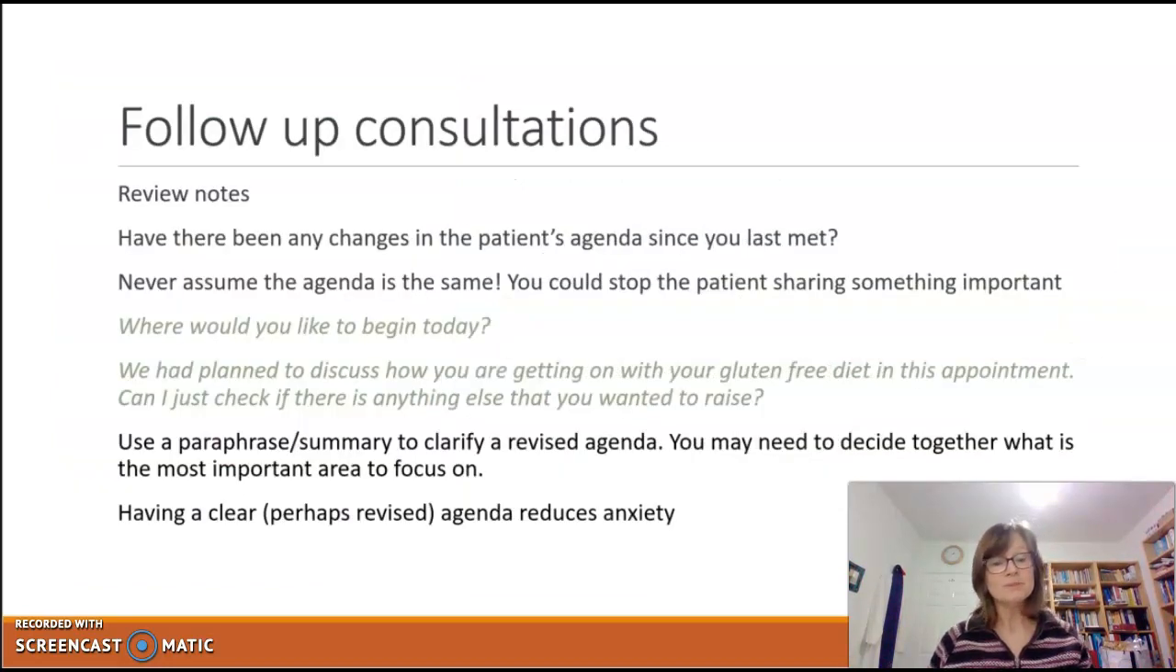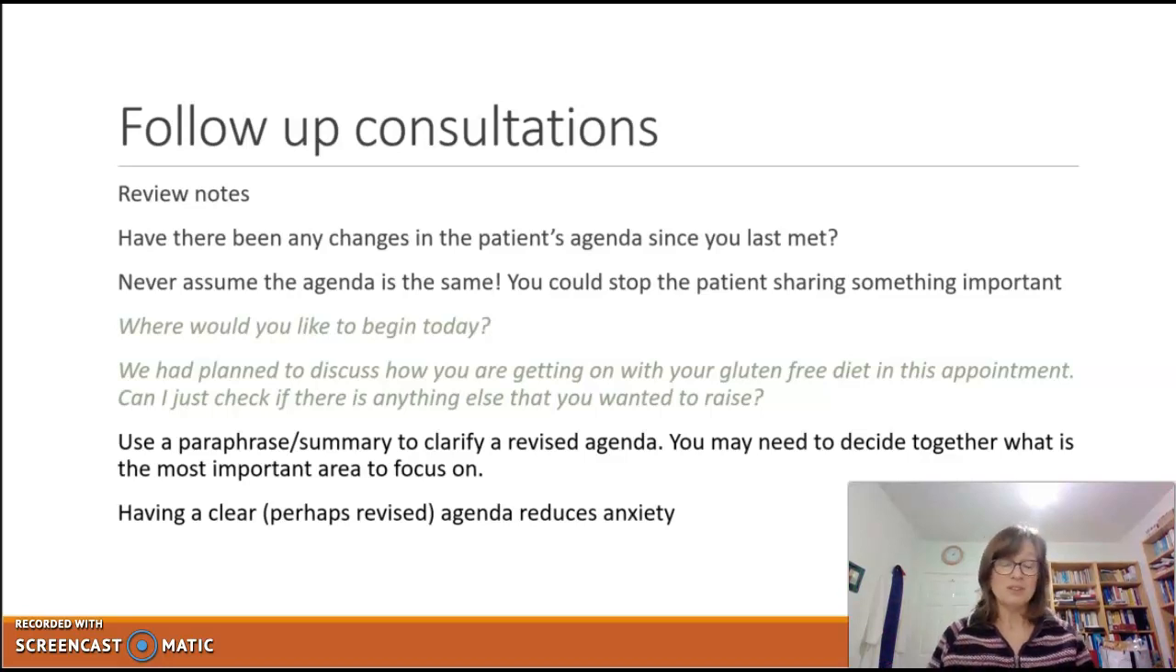So in follow-ups, we might review notes, we might check if there have been any changes to the agenda since we last met. Never assume it's going to be the same because you might stop the patient from sharing something really important. So, where would I like to begin today? Or you might want to say, you know, we'd planned to discuss this today. Is that what you want to do, or is there anything else you wanted to raise? Because a lot could have happened since you saw that person last time.